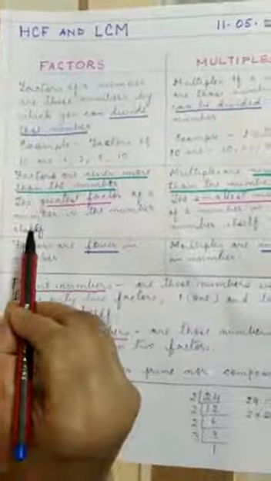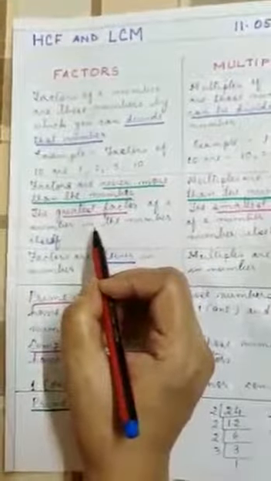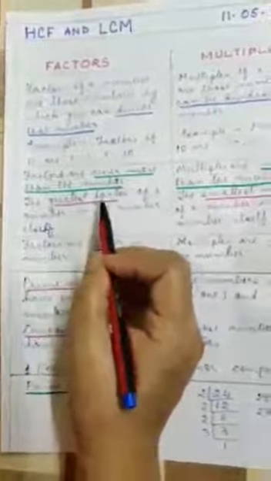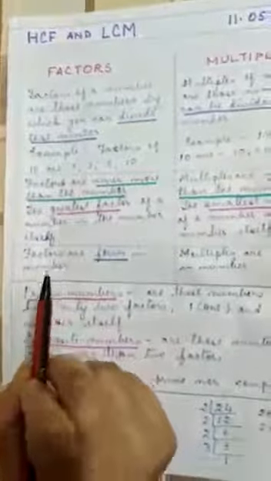Now the second difference between factors and multiples. Factors are never more than the number. You will find here factors of 10 are 1, 2, 5 and 10. You can take factors of any other number, say 25. What are the factors of 25? 1, 5 and 25. So here also 25 is the maximum factor. So factors of a number are never more than the number, and the greatest factor of that number is that number itself. Like the greatest factor of 10 will be 10. Greatest factor of 15 will be 15. Greatest factor of 25 will be 25.